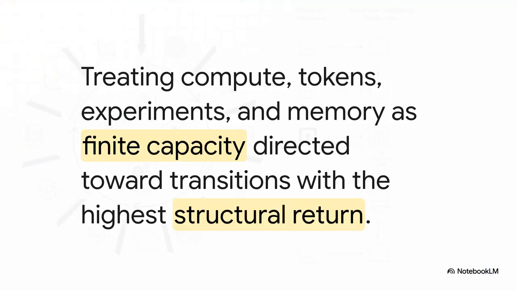The second mechanism is energetic allocation. In this framework, energy is treated strictly as a finite capacity. This operational budget encompasses raw compute, generated tokens, experimental testing, memory retrieval, automated verification loops, and, critically, human review. Intelligence systematically improves only when these finite resources are dynamically redirected away from low-yield inference and explicitly allocated toward computational transitions that offer the highest marginal structural return. If a system cannot reallocate its finite energetic capacity toward structural improvement, it cannot recursively amplify.